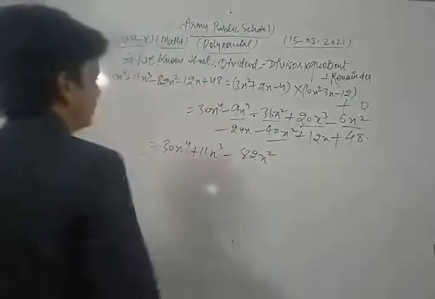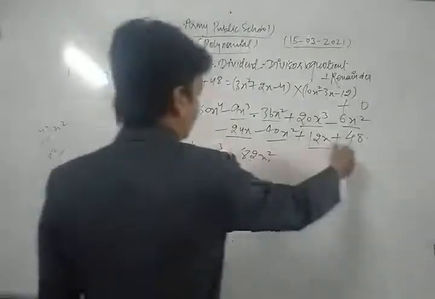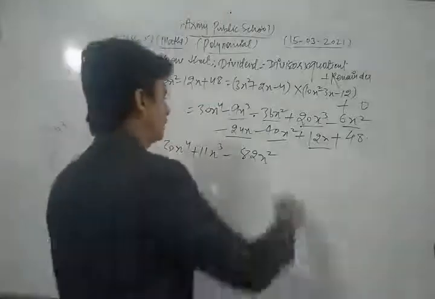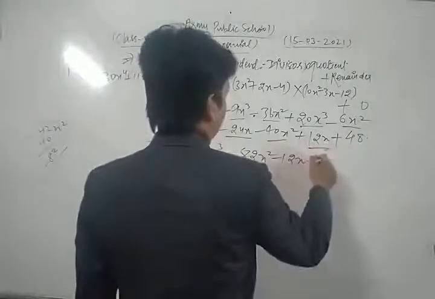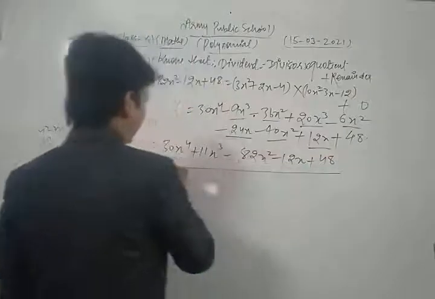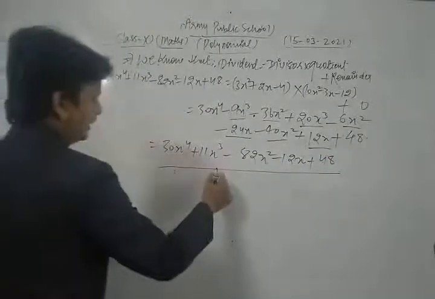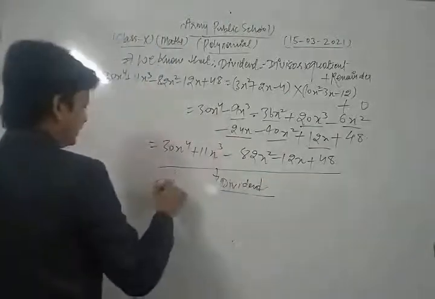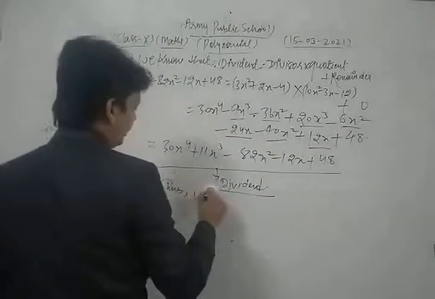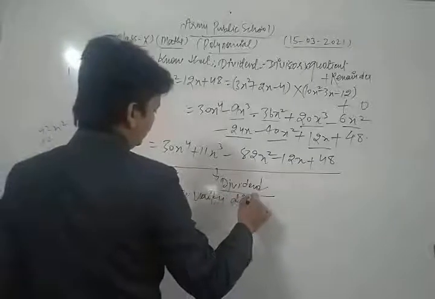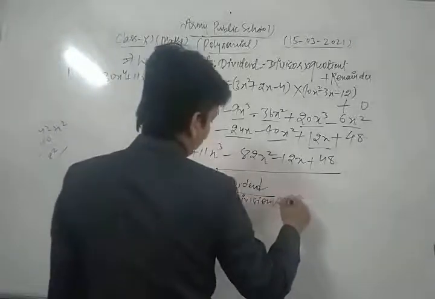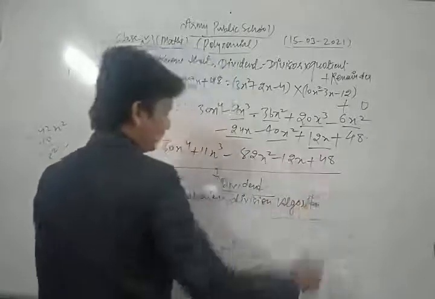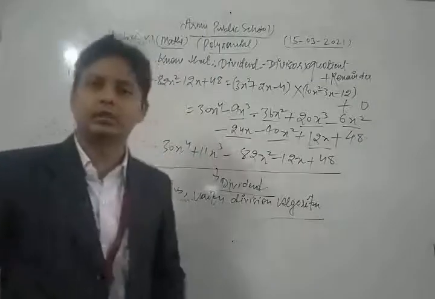Now let's see dear students, this is minus 24x and plus 12x, so minus 24 plus 12, this is minus 12, so here we get minus 12x and plus 48, right, that is it. Thus LHS is equal to, this is our dividend. Hence, thus verify division algorithm.